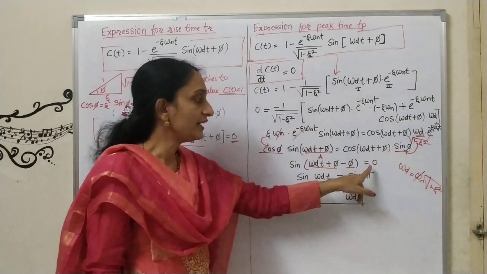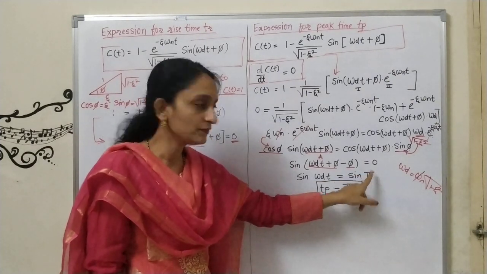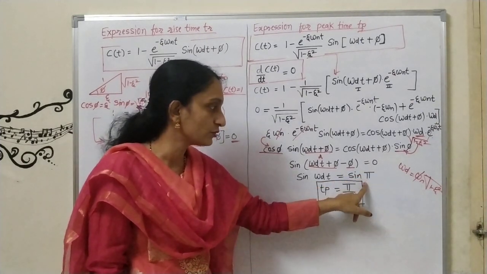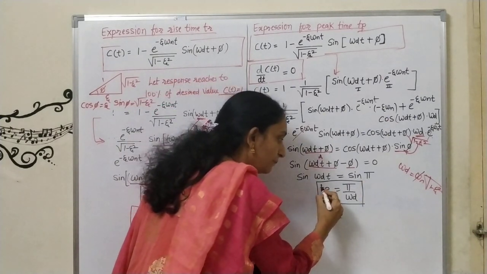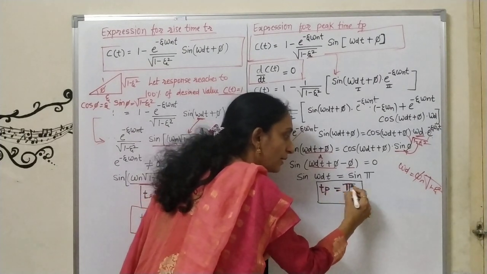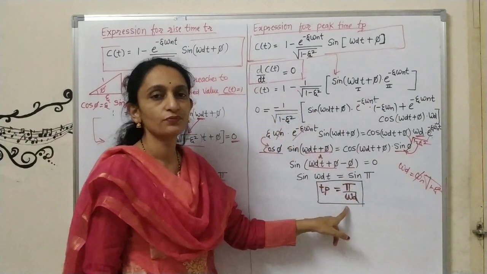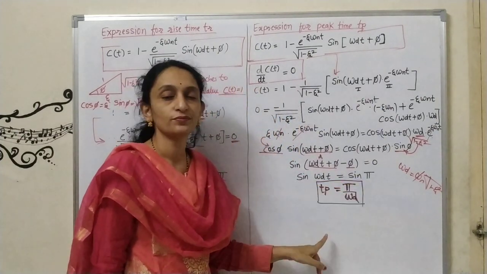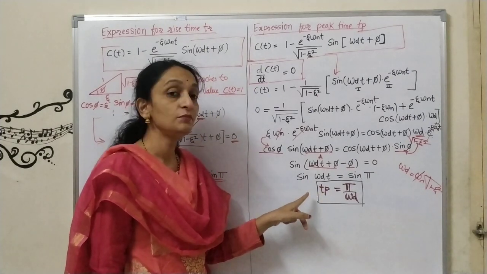On the right hand side, again 0 will be there. We know that sin pi is 0, so I have replaced that 0 with sin pi. Then finally I got the expression for TP. The peak time TP is given by pi by omega d. You can substitute the formula for omega d as omega n under root of 1 minus zeta square. So this is the expression for peak time TP.